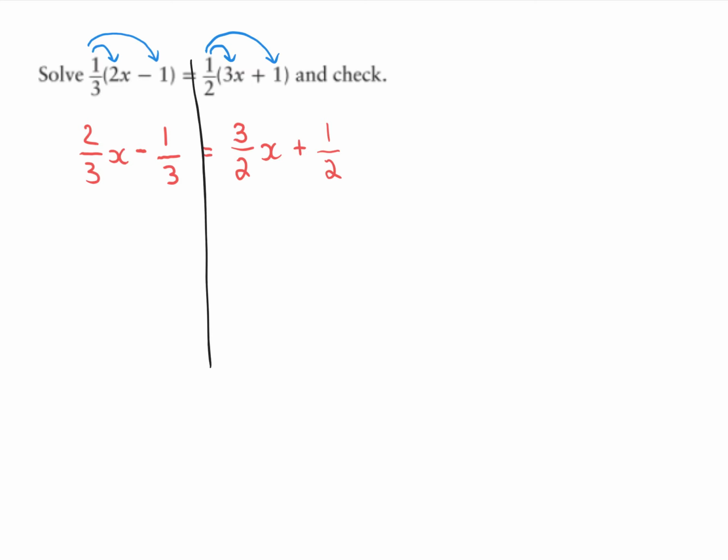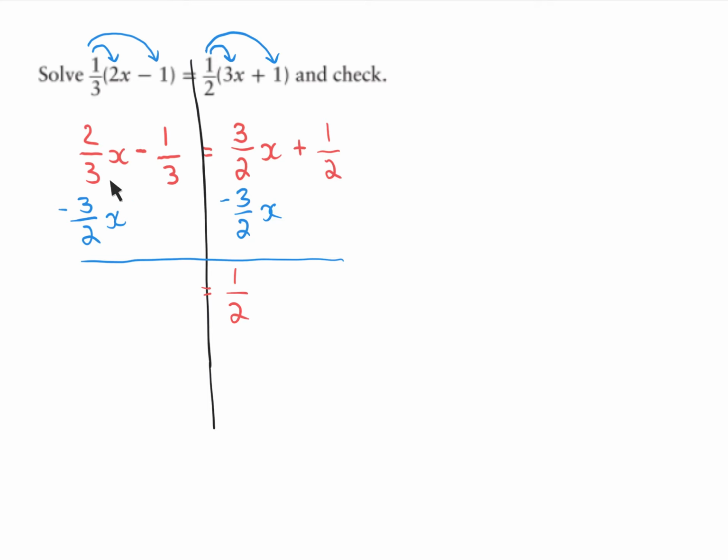Next thing we're going to do is bring the letters to the left. What I mean by that is we're going to bring this 3/2x over to this side. Right here on this side it's positive, so I'm going to subtract it from both sides. So minus 3/2x. And what you do to one side, you got to do to the other. Like so. And then on the right hand side here, the x's are gone. All I have is 1/2 on this side. So 1/2. And then we've got some cleanup on this side.